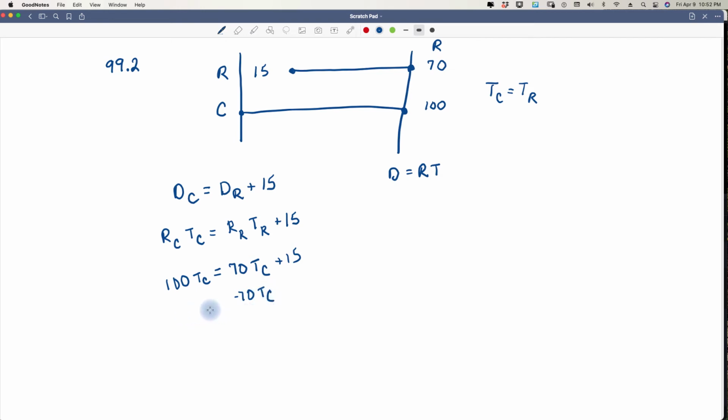And that is going to be 30 TC equals 15. So the time of Charlene is going to equal a half an hour. Right? So Charlene will catch Rachel in half an hour.